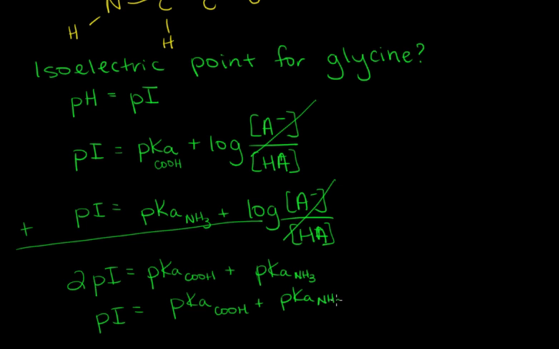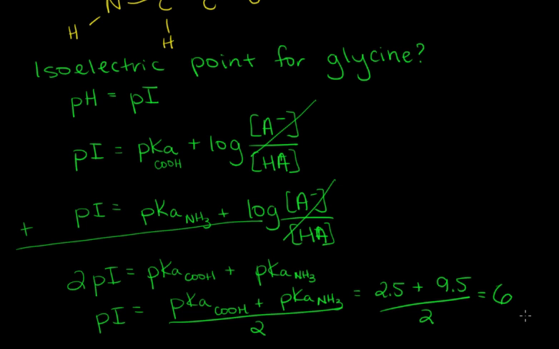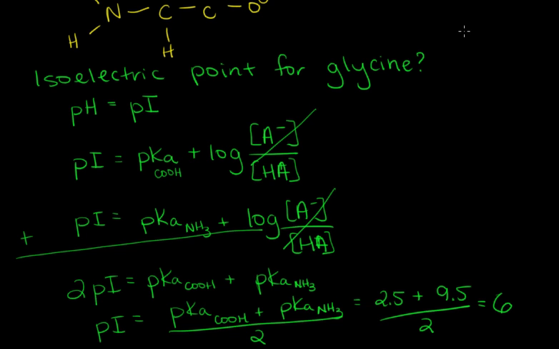So in this instance, it's really easy, right? We just take the pKa of the acid, 2.5, plus the pKa of the base, 9.5, over 2. So this expression becomes 12 over 2. So pI is a pH of 6 in this instance. Okay, so let's go to a slightly more complicated example.